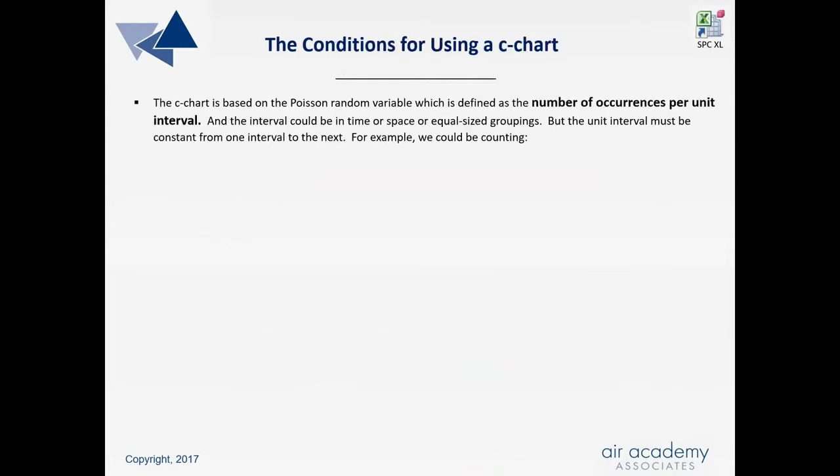First of all, the C chart is based on the Poisson random variable, which is defined as the number of occurrences per unit interval. That's a very important term that we will refer to as we go through using a C chart. And anytime we use a C chart, we should be able to identify what an occurrence is and what a unit interval is. The unit interval could be in time, or it could be space, or it could be equal size groupings, but the unit interval must be constant from one interval to the next.